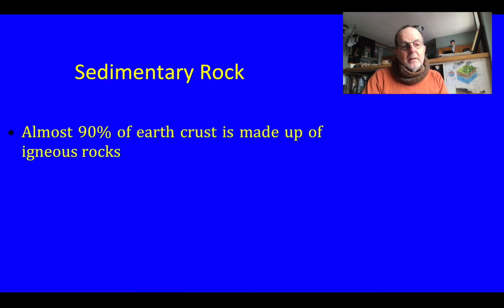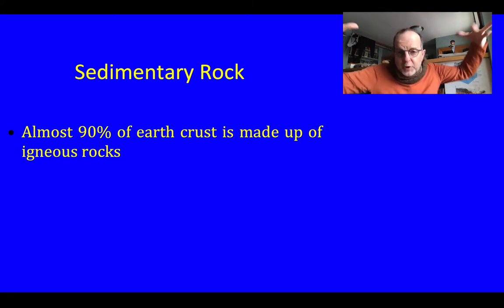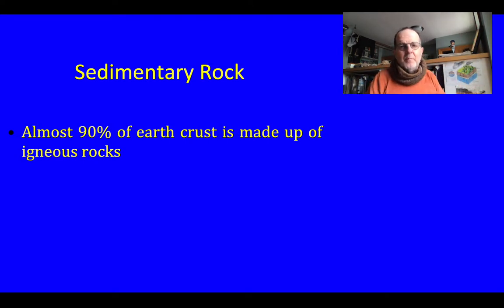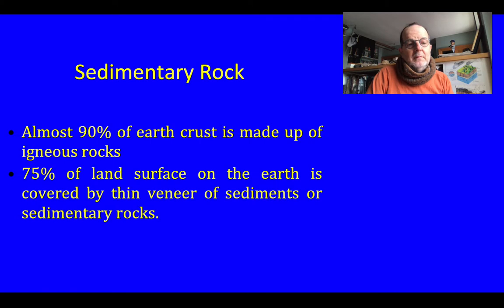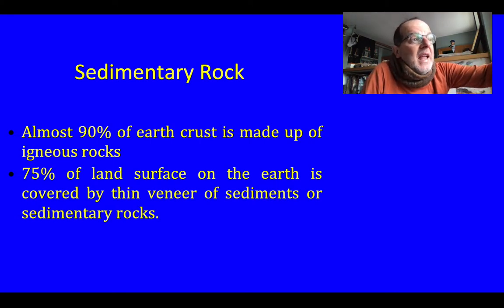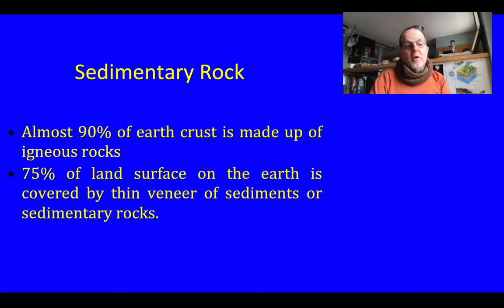Sedimentary rock is not the most common rock on the earth. Most rock is igneous because most of the ocean basin, the bottom of the ocean, is made up of igneous rock. And the basement rock of the continents is igneous rock, the very bottom rock. But almost 75% of the land surfaces on the earth are covered by either sediments that are recently deposited, not yet rock, or the rocks themselves.